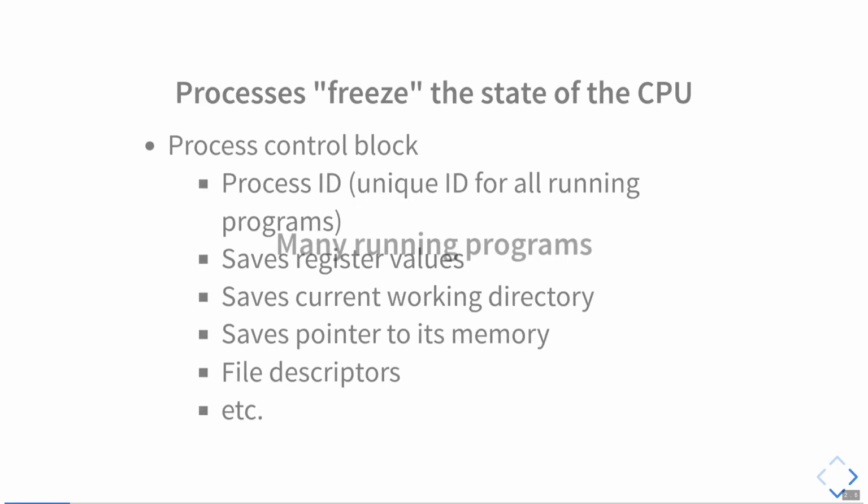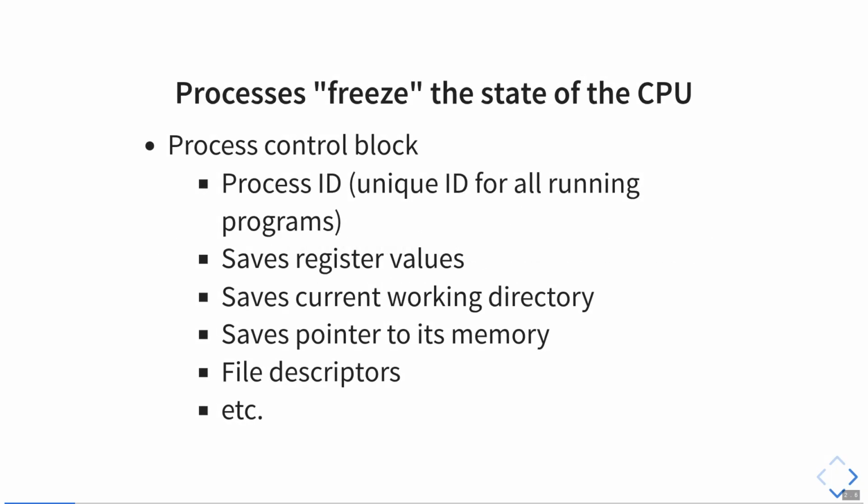Now, if we're trying to run programs at the same time with this idea of scheduling, we need a way to stop them and start them. The way we do this is by having what's called a process control block. This lets the CPU stop a program in the middle of execution, record its state, and then resume it later. Now, in the Linux kernel's implementation, there is no struct called a process control block.